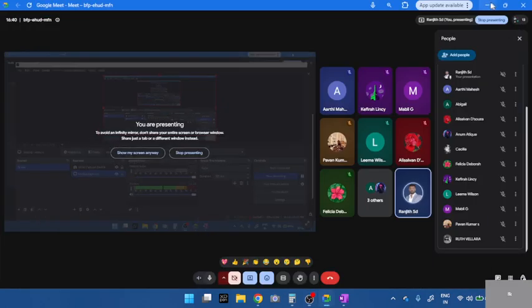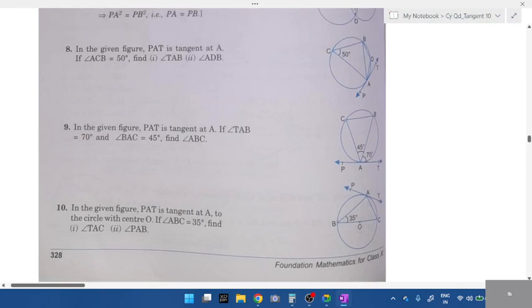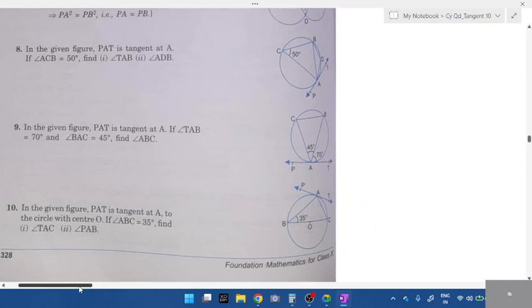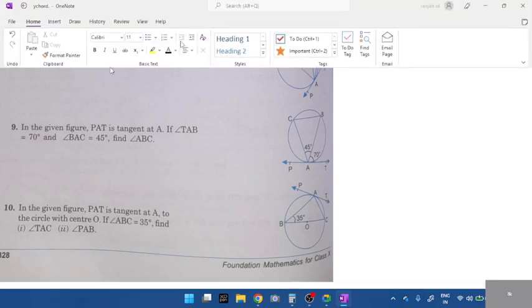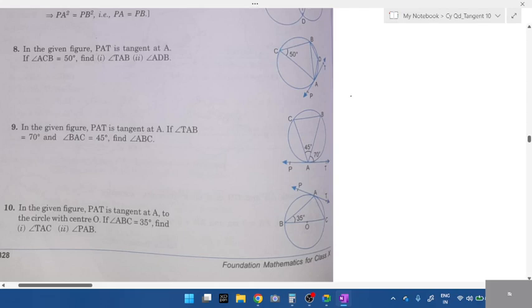Next question. Before solving the next one, I'll tell you how to solve this. In the given figure, PAT is a tangent. Whenever you see a tangent and a triangle inside, check if any triangle is touching the tangent.